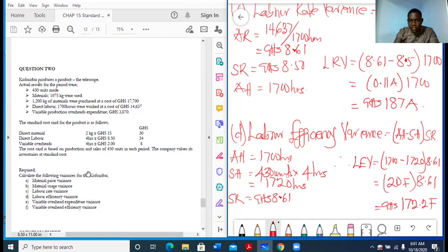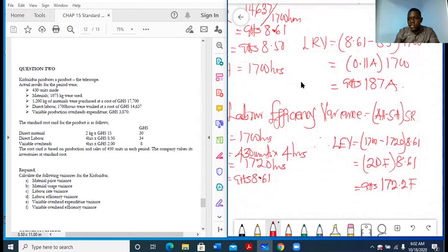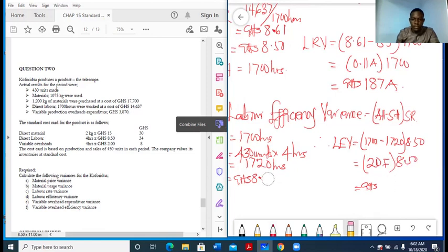Oh, sorry. SR is 8.50. Sorry, it should be measured at 8.5 instead. Okay. So 20 times 8.5 gives us 170 favorable. Good.